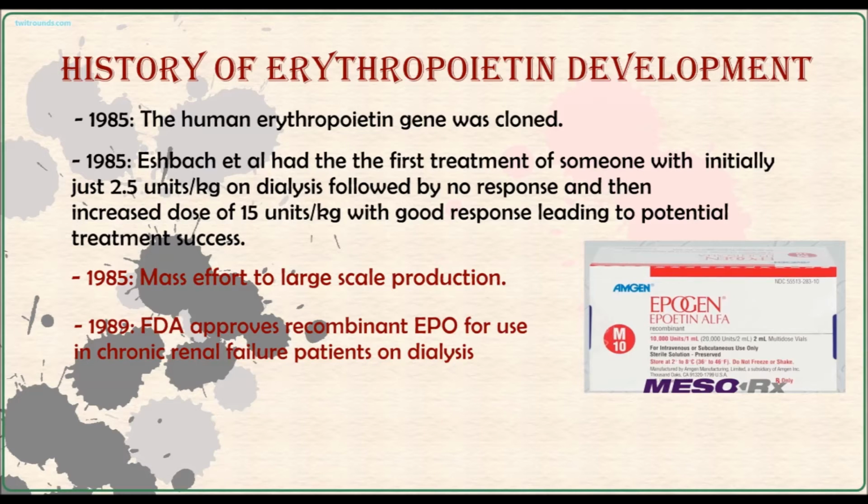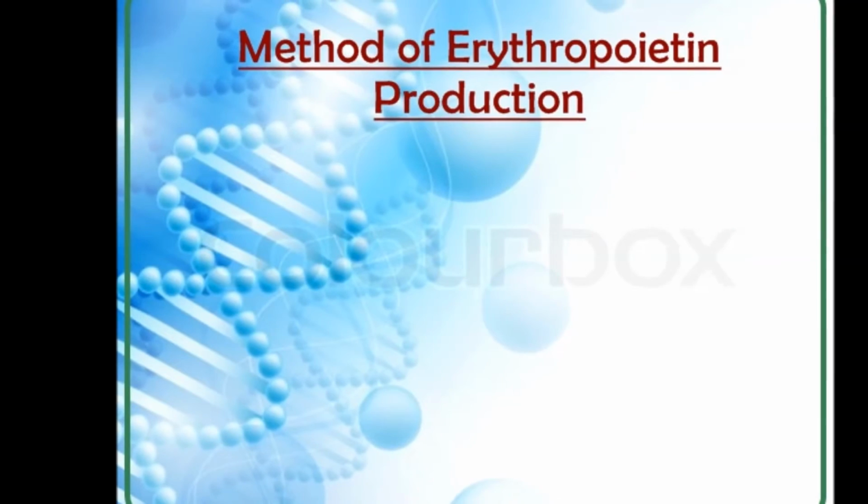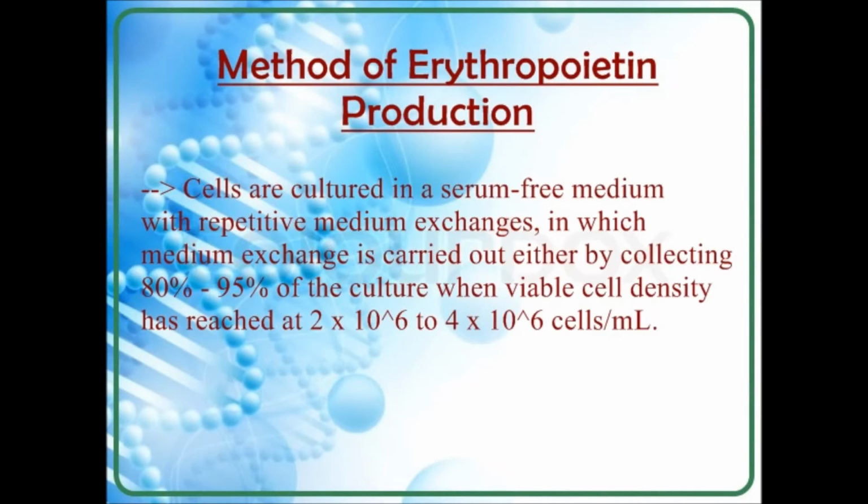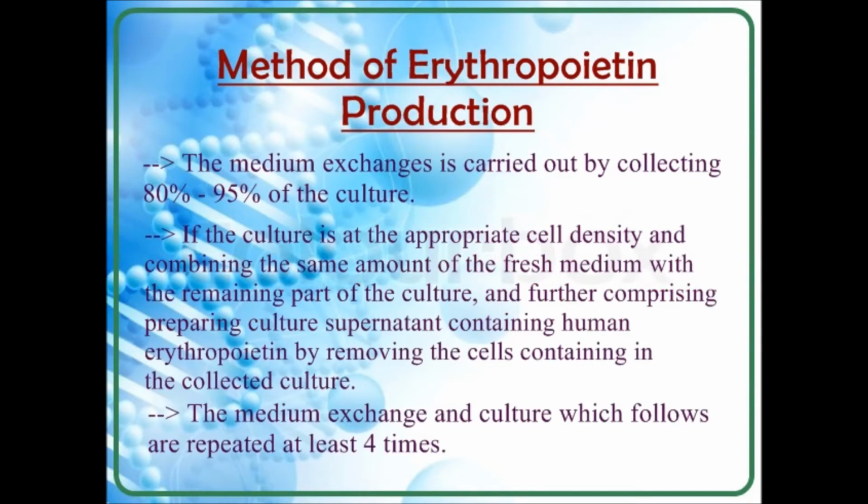The method for production of human erythropoietin comprises culturing human erythropoietin producing mammalian cells in a serum-free medium with repetitive medium exchanges, wherein each of the medium exchanges is carried out by collecting 80 to 95% of the culture when the density of the viable cells in the culture has reached 2 by 10 raised to power 6 to 4 by 10 raised to power 6 cells per milliliter. The medium exchange and culture are then repeated 4 times.